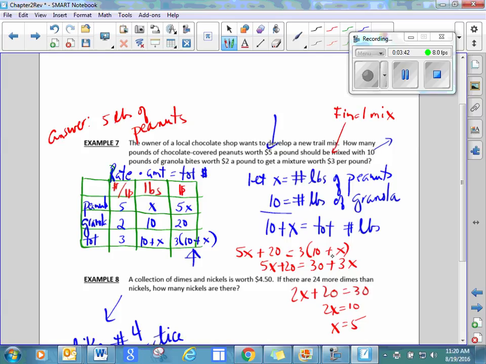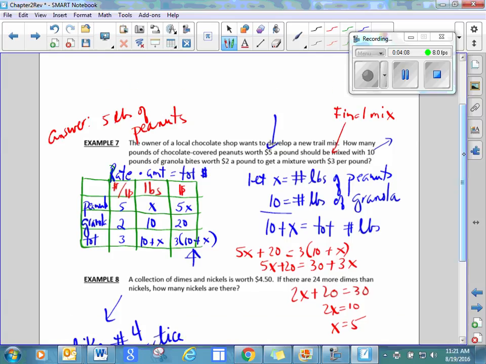So this one sets up with addition, and now you distribute, collect your like terms, get your X's on one side of the equal sign or the other, solve, solve, solve, and you end up with X equaling 5. Remember that X was the amount of peanuts. That's the question that they asked. How many pounds of peanuts do we have to add to get this mixture? And so that is our final answer, 5 pounds of peanuts.